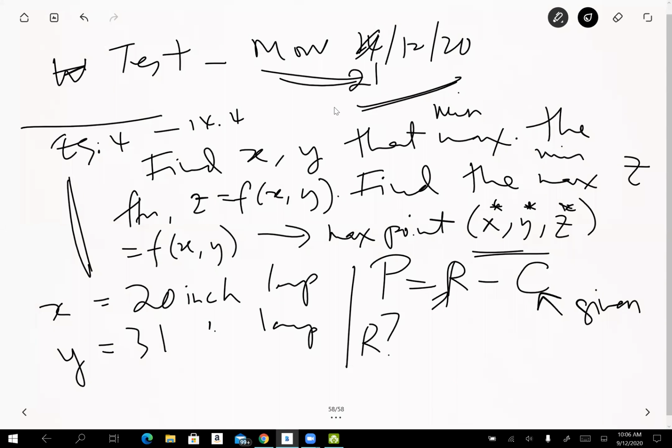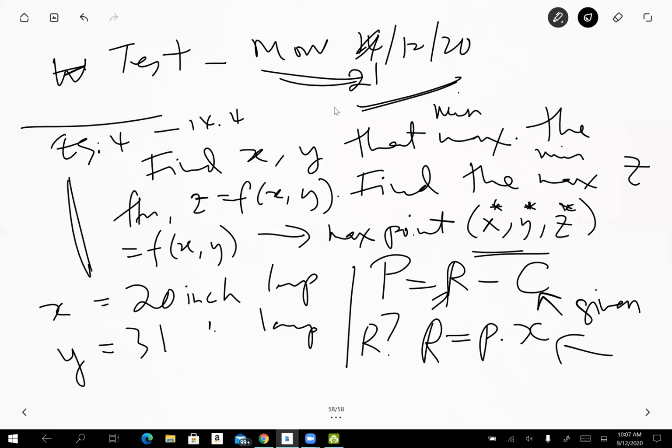Now, what is revenue? Anybody remember what is revenue? What is the formula for revenue? How do you get revenue for the one good case, one independent variable case? How do you get the revenue? Price multiplied by the x. Okay, so that is the basic formula for revenue.